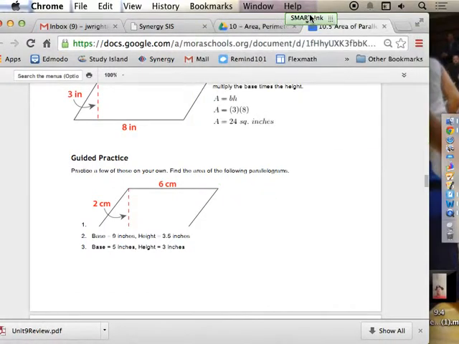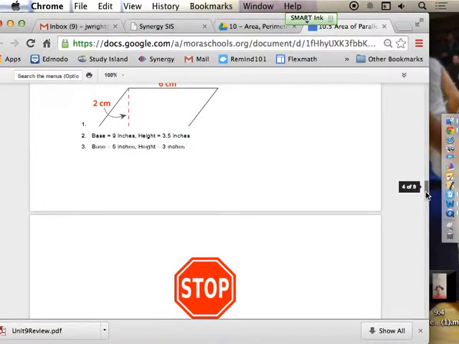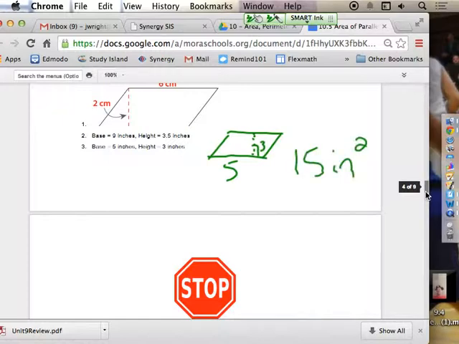And then we do number 3. Base times height. If you want to make a diagram and do that, you could. The base would be 5. The height would come right off the base at a 90-degree angle. That would be 3. You know that's going to give you 15 inches squared, or 15 square inches. Either way.